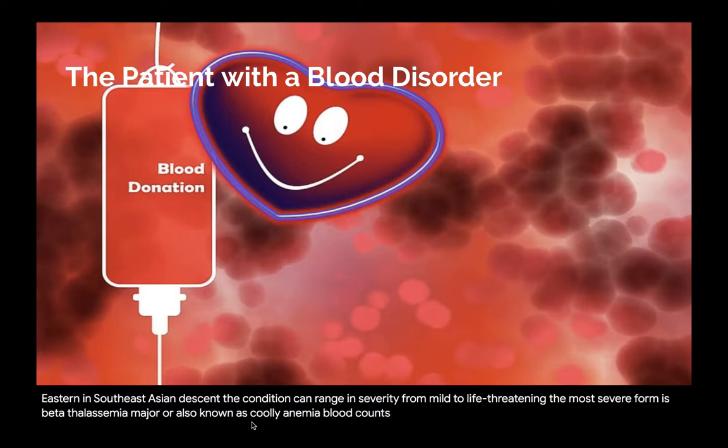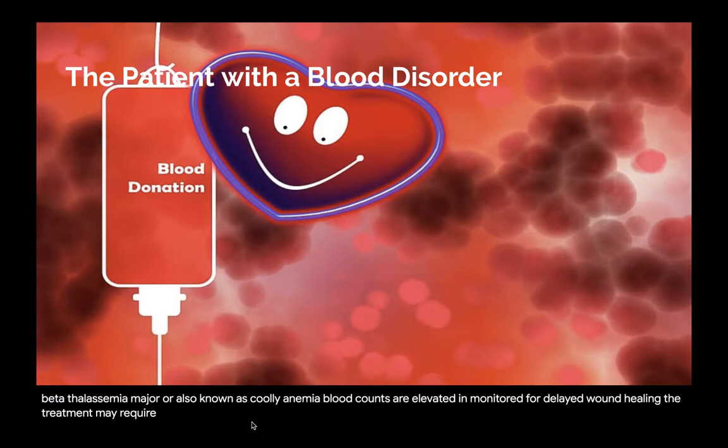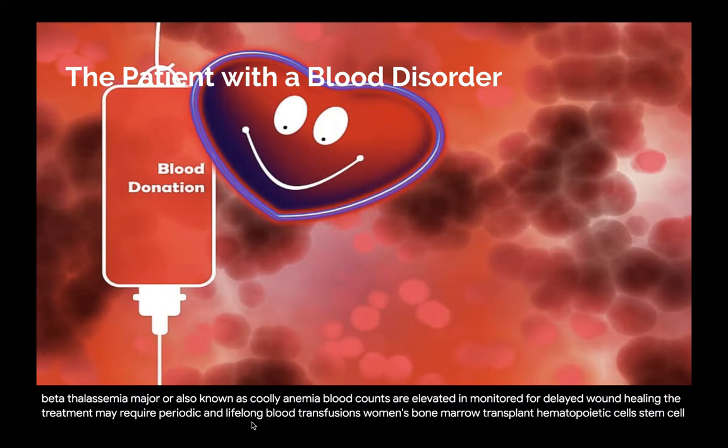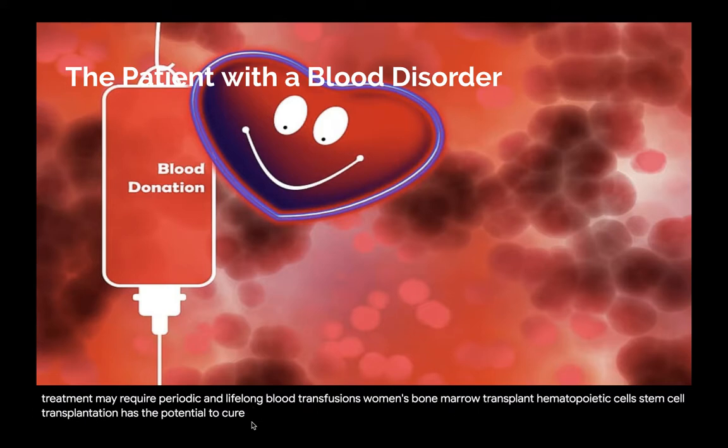Blood counts are monitored, and patients are observed for delayed wound healing. The treatment may require periodic and lifelong blood transfusions and chelation therapy, folic acid supplements, and bone marrow transplant. Hematopoietic stem cell transplantation has the potential to cure thalassemia. Novel treatments, including gene therapy, are under investigation.